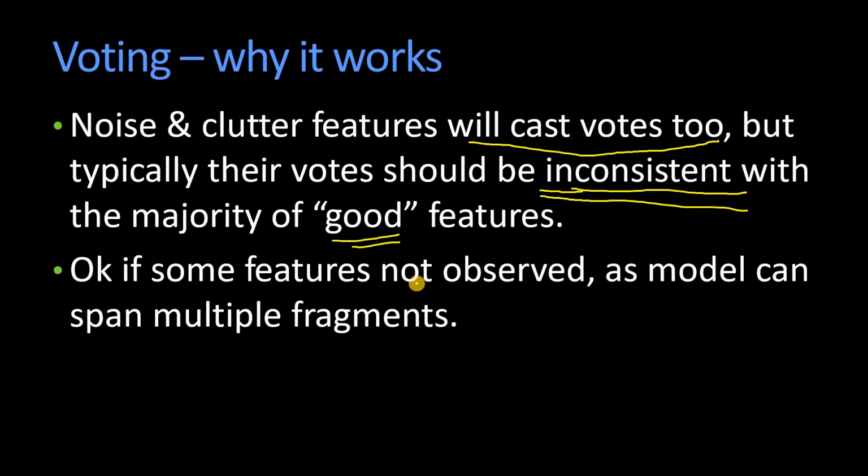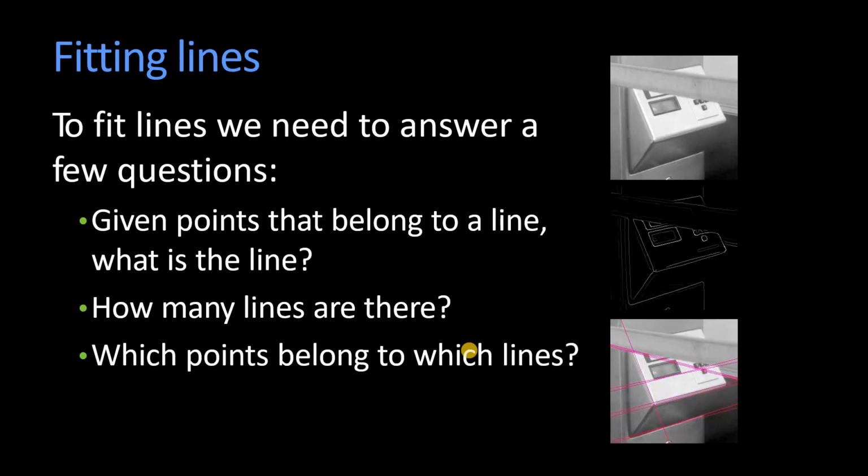Again, the second problem, it is still okay if some features are not observed, as the model can span multiple fragments. Some pixels are missing, still you will be able to make a line because the other pixels are voting and you can interpolate the line.